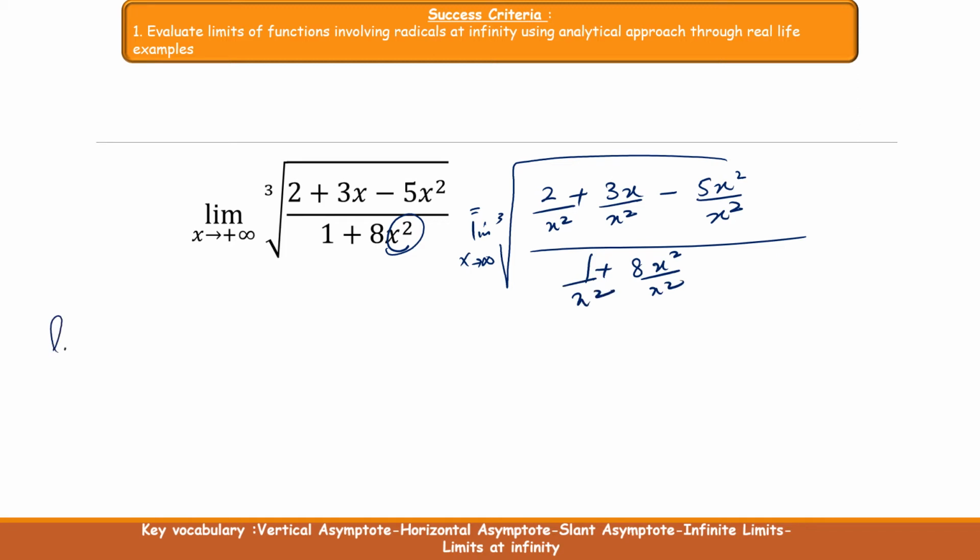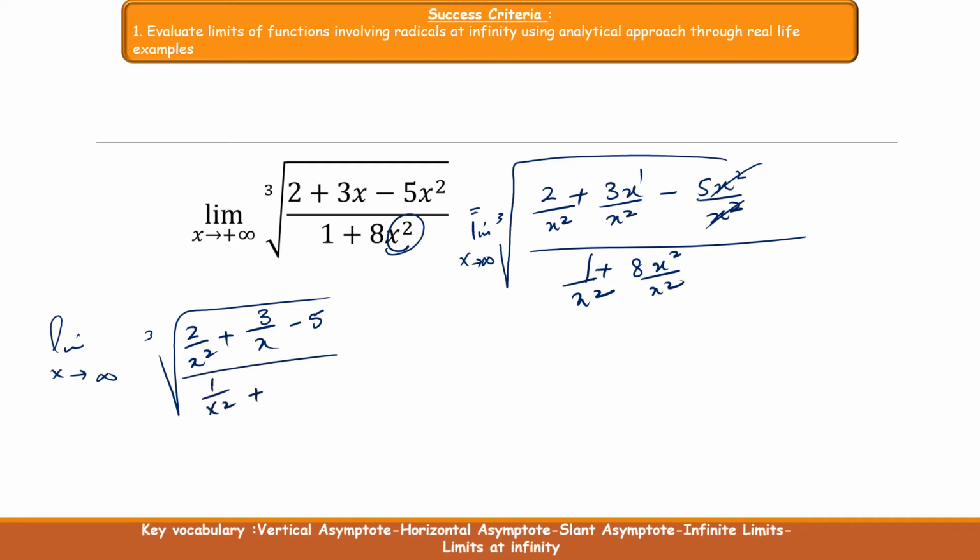Simplify. We will write limit x approaches infinity of the cubic root of 2 over x square as it is. Okay, 3x over x square gives us 3 over x because x square is bigger, minus 1. In the denominator, x square cancels, so I will have 5. In the denominator, I will have 1 over x square plus, x square cancels, so only 8.